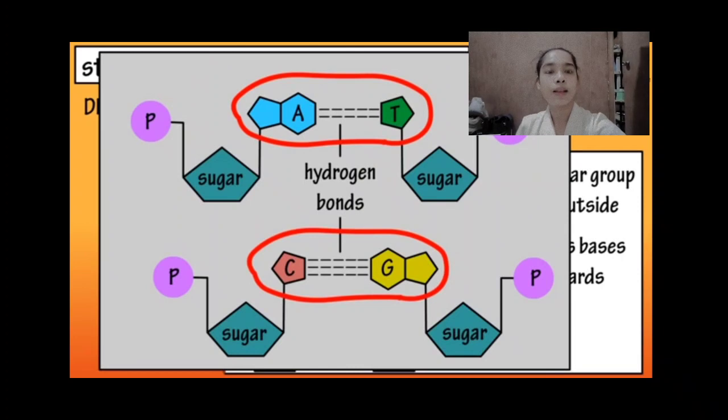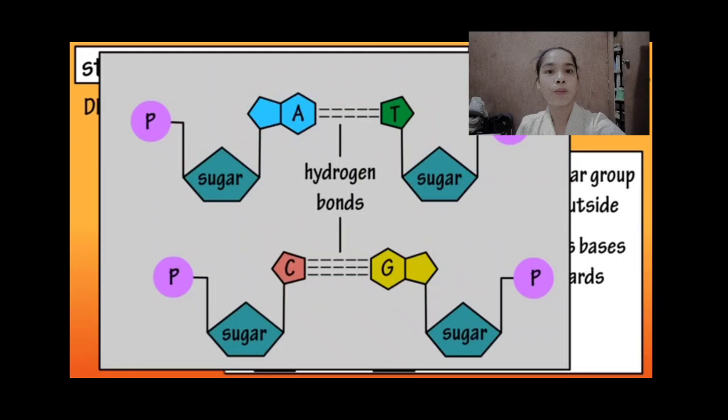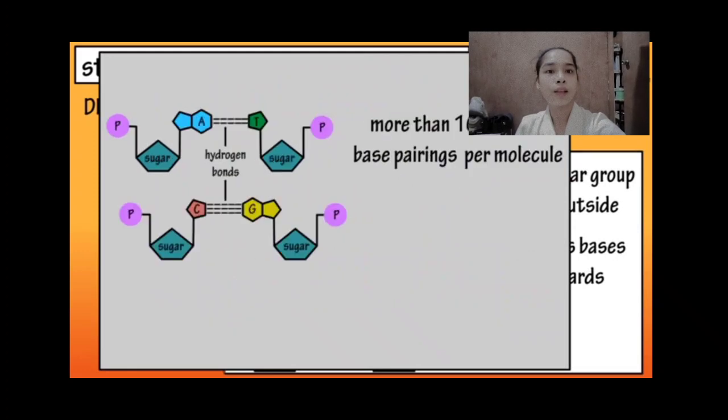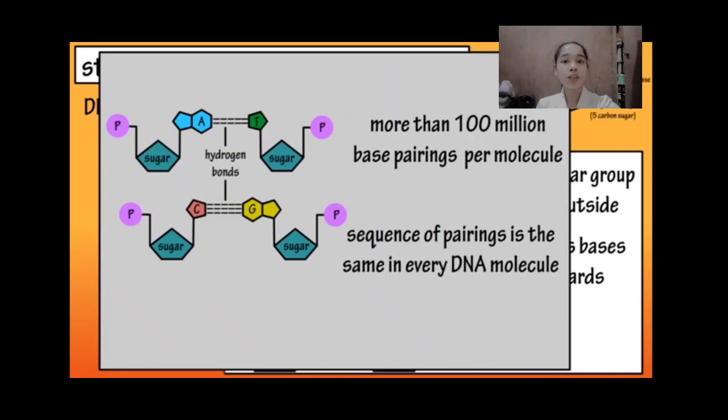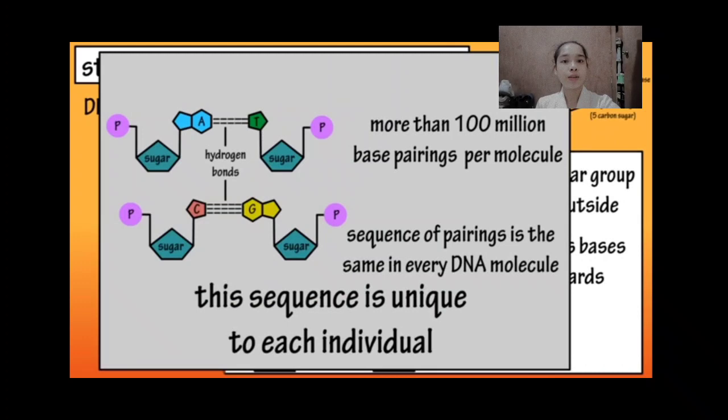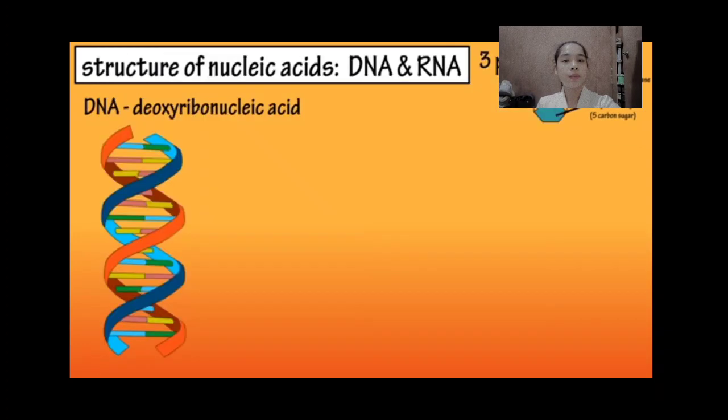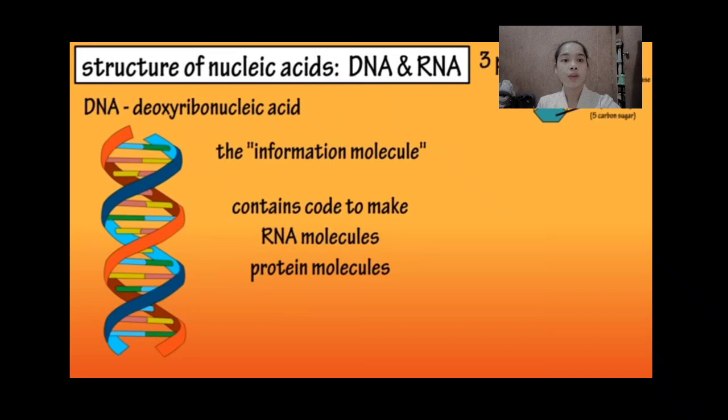It's estimated that DNA molecules contain more than 100 million base pairings in one individual's body. The sequence of the base pairing is the same in every DNA molecule. So, this sequence of base pairing is unique to that individual. DNA is often called the information molecule because it contains the master code needed to make various RNA molecules and protein molecules in the body.